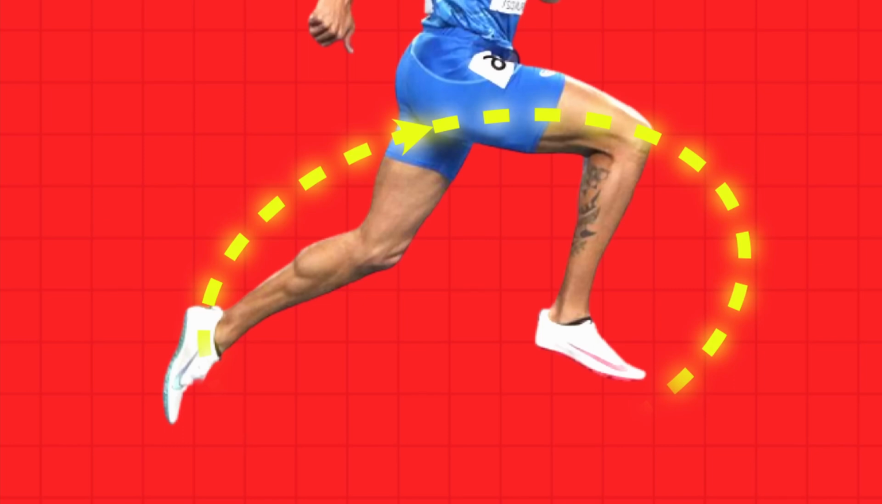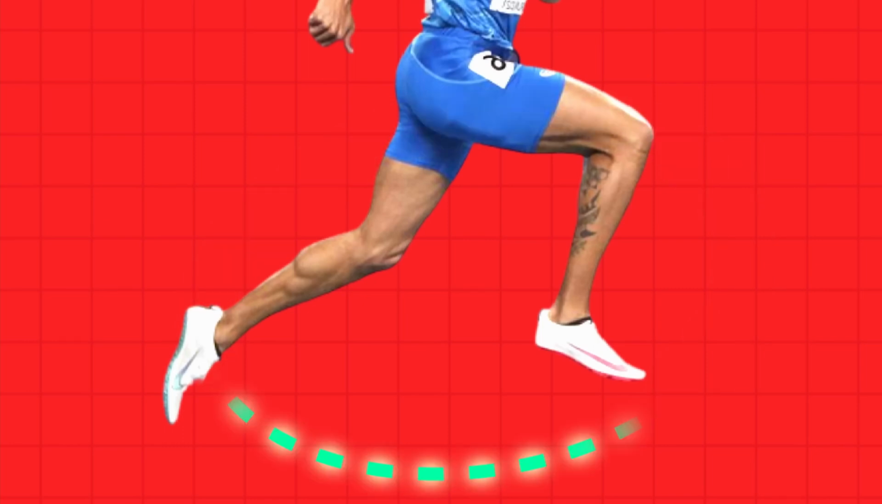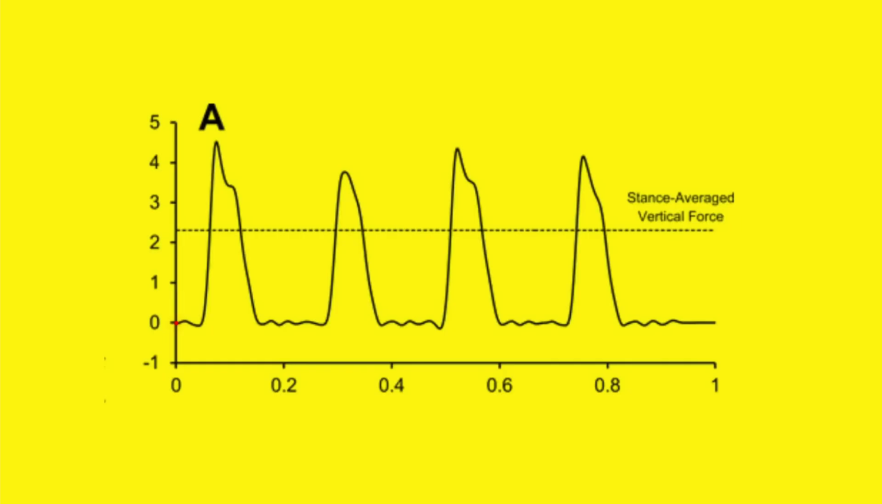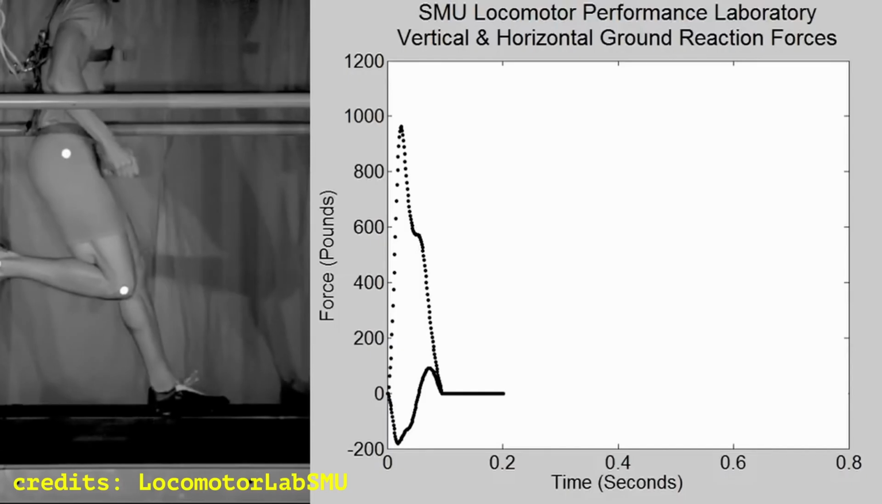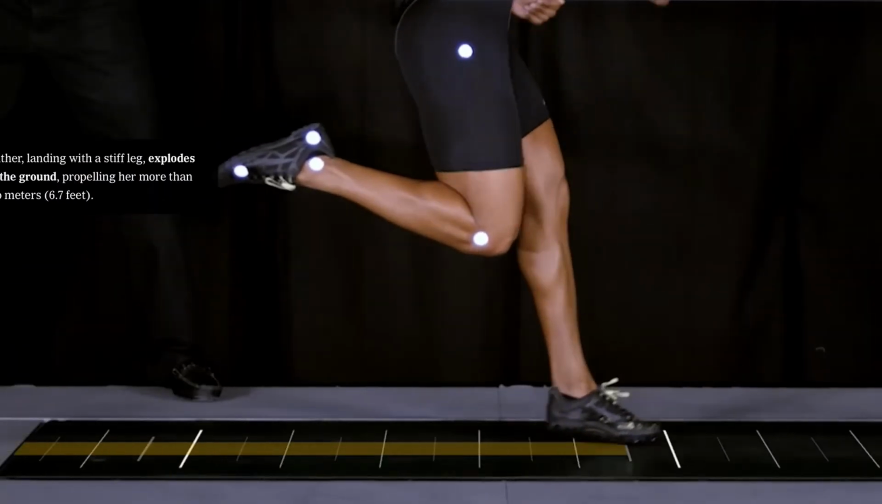Instead, elite sprinters achieve faster speeds by shortening the ground contact time. This is done by spiking the forces in the first half of ground contact, which allows them to put more force into the ground in less time. Based on these findings, there's 2 ways to improve your leg cycle.